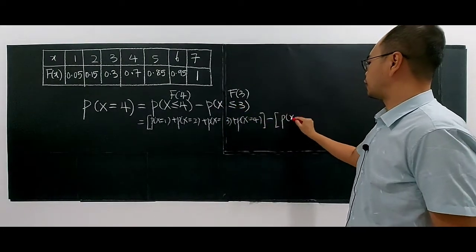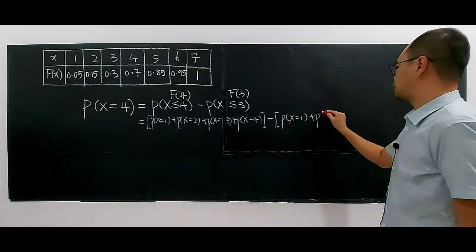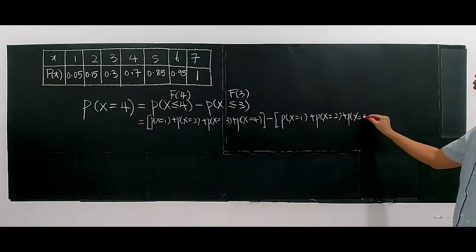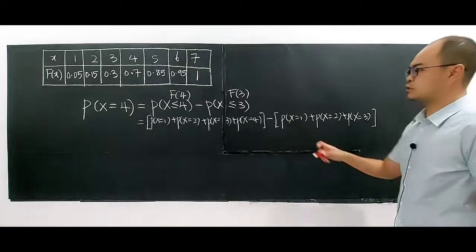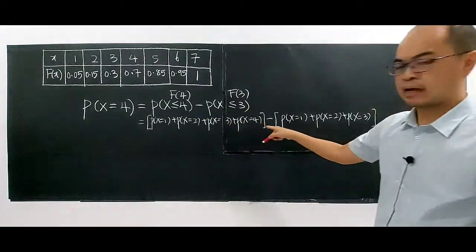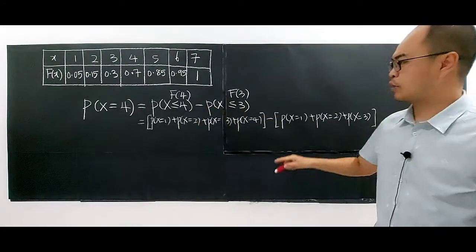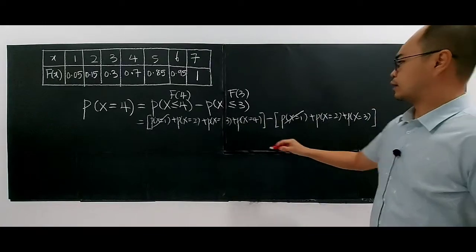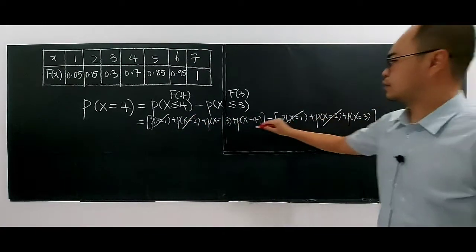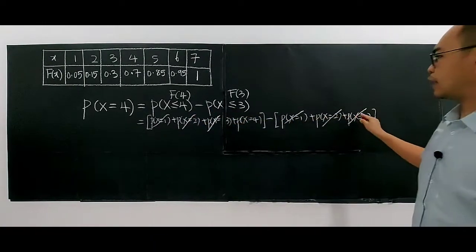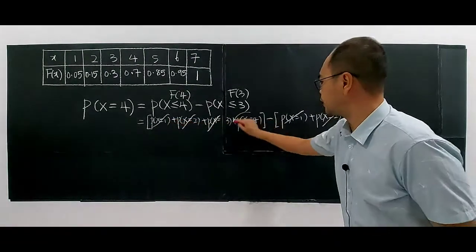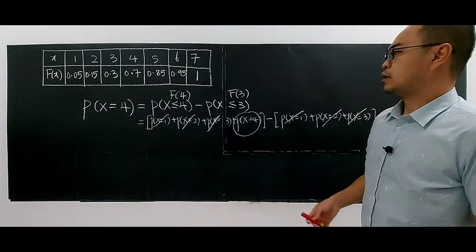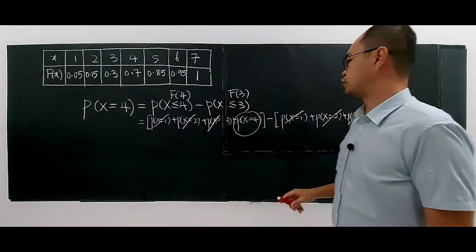Means that probability of x equals 1, probability of x equals 2, probability of x equals 3, right? Up to 3, this one up to 4. So can you see carefully that if you subtract, what happened? This one will be subtracted away by this one, and this one will be subtracted away by this one. Then is anything left? Only P(X = 4), right? That's why you're getting P(X = 4). So very simple, it's F4 minus F3.